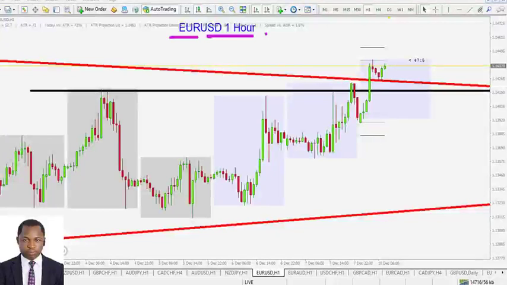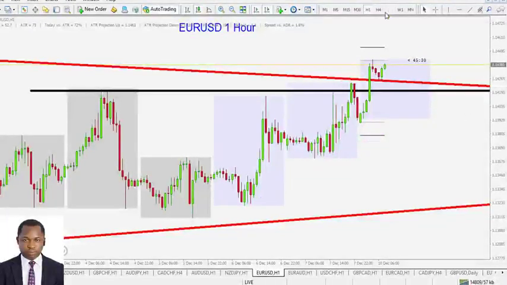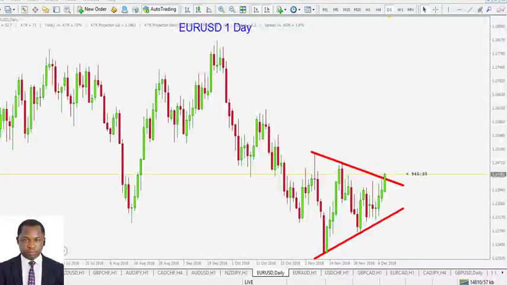I was talking about the euro against the American dollar, and I was talking about the trend direction now clearly showing to the upside. In the daily time frame, it seems price is now trying to break.